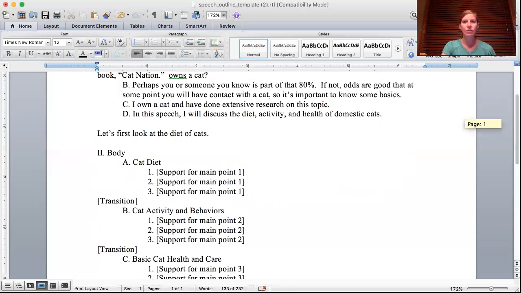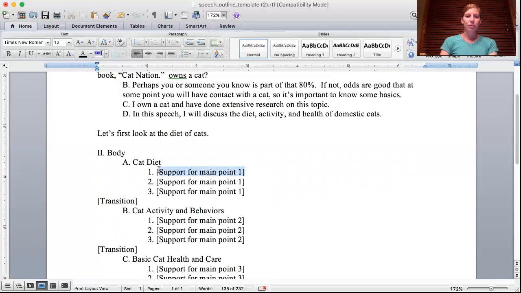But again, that's for delivery. That's a little bit later in this unit. That's called extemporaneous delivery. Okay, so we're going to move on to the body of our speech. What I was getting at there was that your main points can be in this basic form. That's really the only part of your outline that shouldn't have a complete sentence.